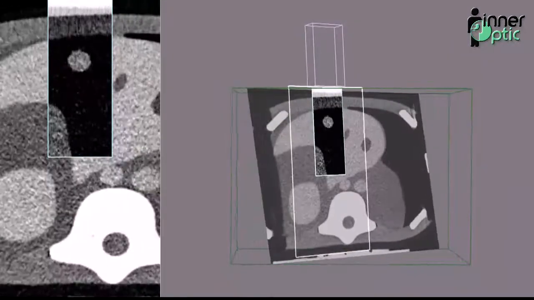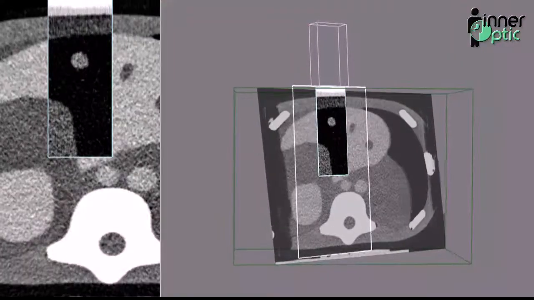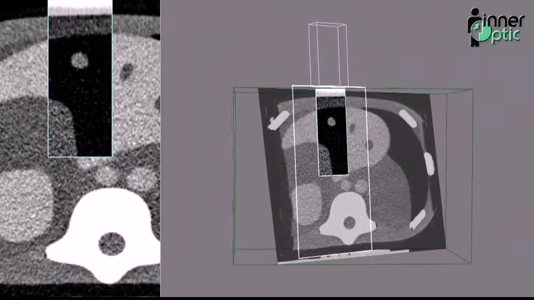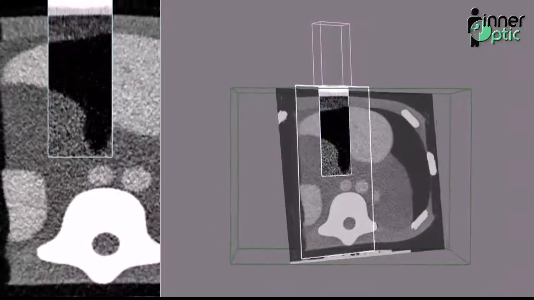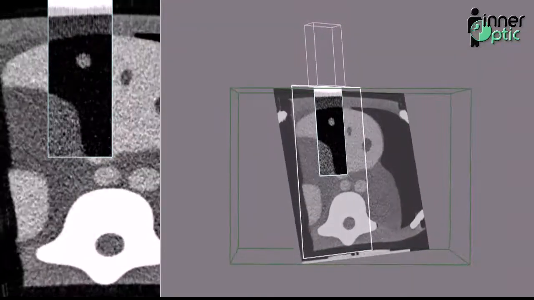Here the registration is perfect. That's only because it's a simulated ultrasound. In the real world we expect some misregistration based on whichever registration technique we're using.